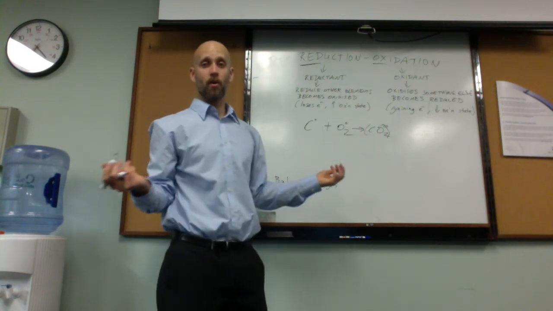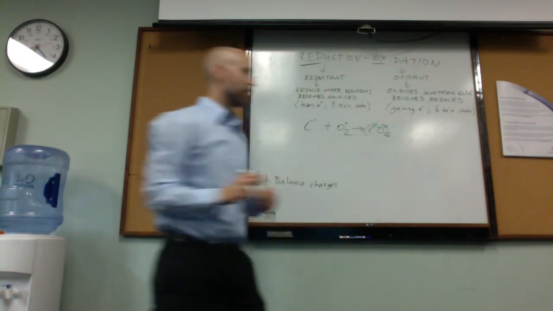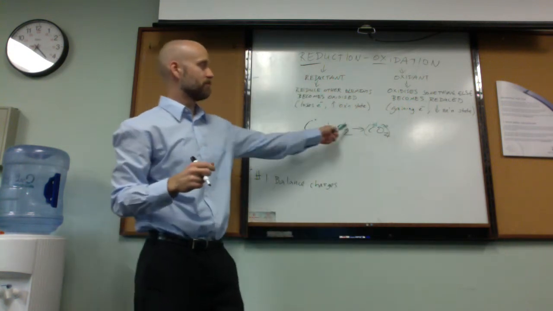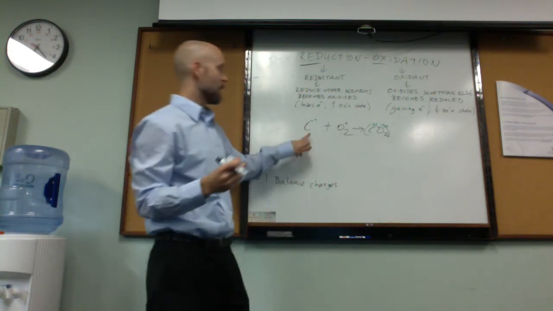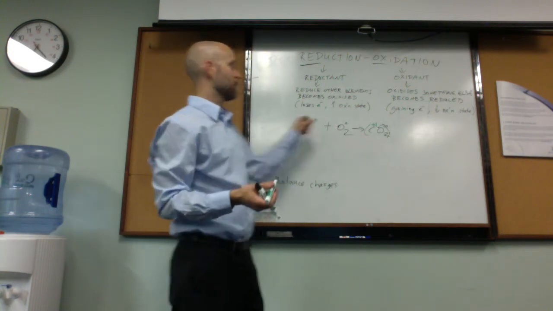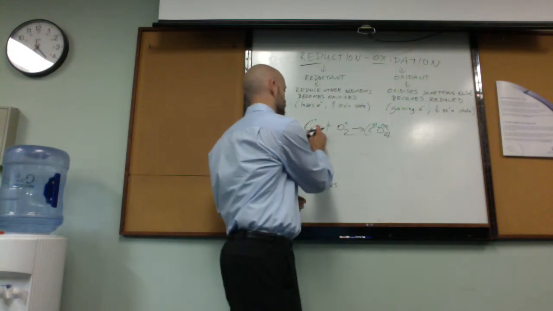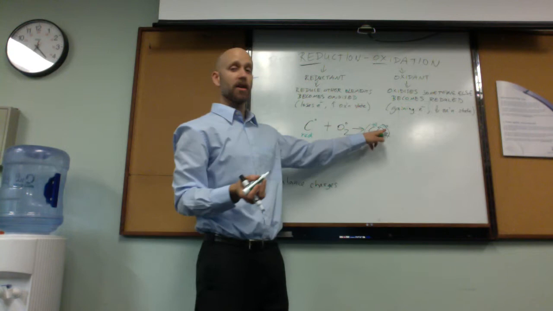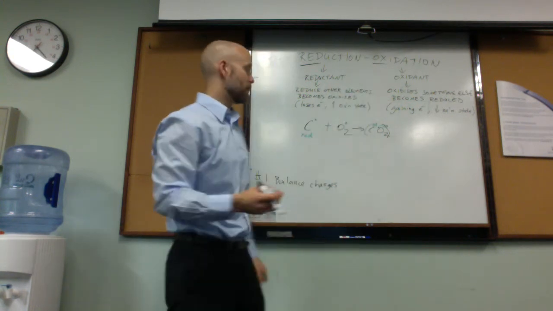So what minus 4 equals 0? That carbon is thus plus 4. And the oxidation states for both these guys are 0, which is pretty handy. So what's happening here is carbon is being oxidized to plus 4. Therefore, it is our reductant. And our oxygen is going from 0 to -2. It's becoming reduced. Therefore, it is our oxidant.